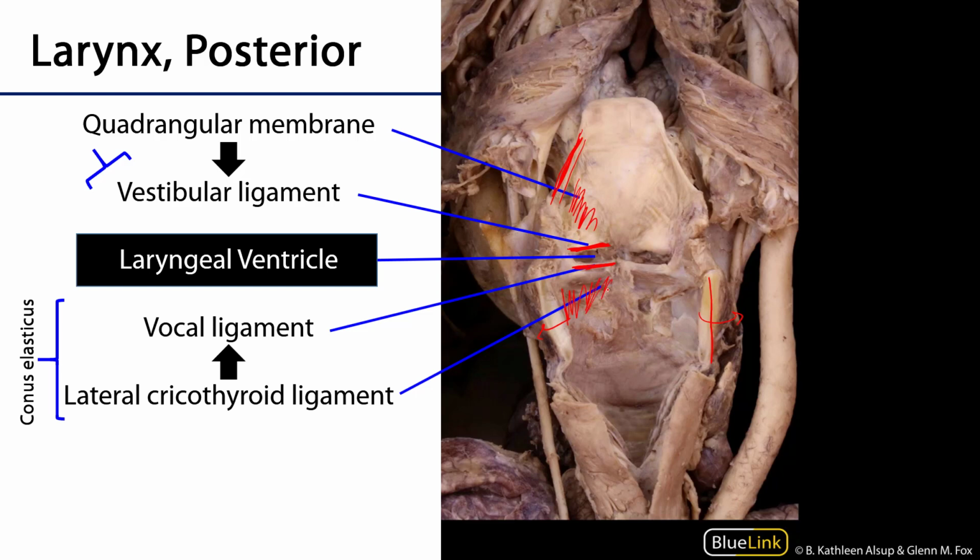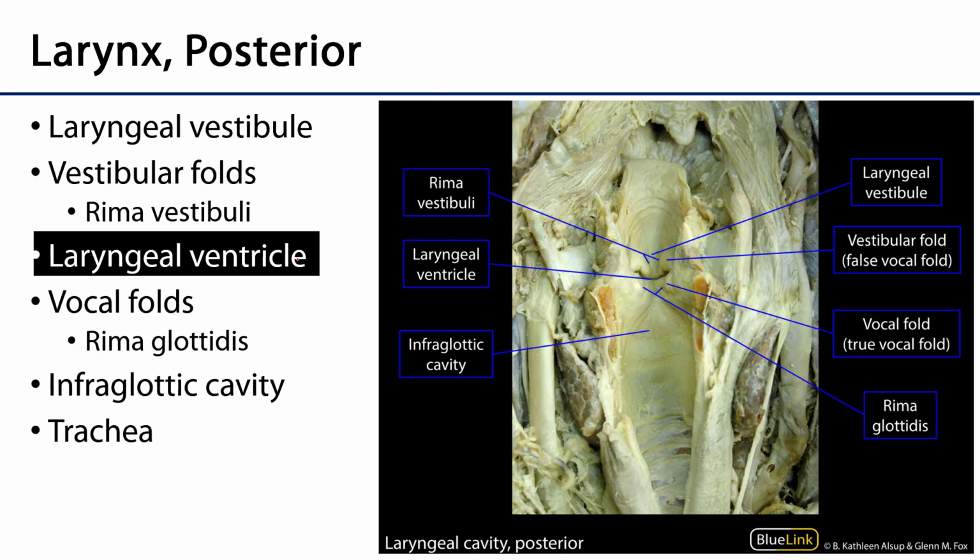Now between the vestibular ligament and the vocal ligament, we have space. That space is called the laryngeal ventricle. Now let's give names to other spaces as we move through. So there's our laryngeal ventricle, and it is a little more extensive laterally than we can see at this point. I'll just color this in here to emphasize that.